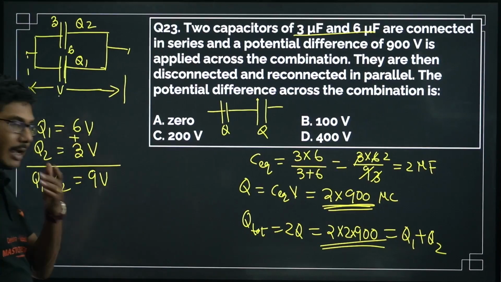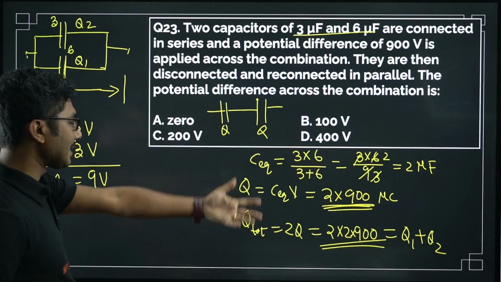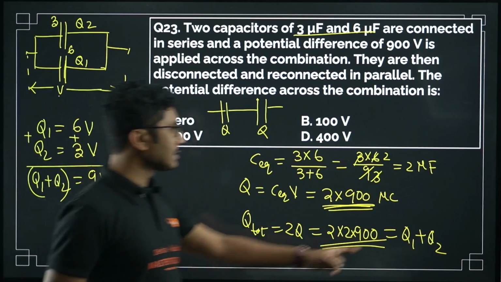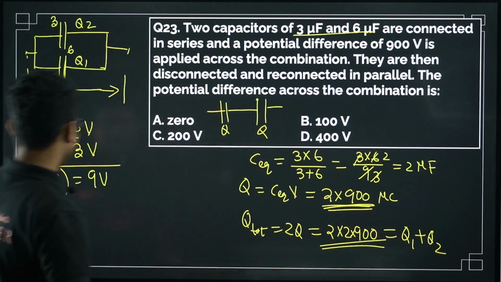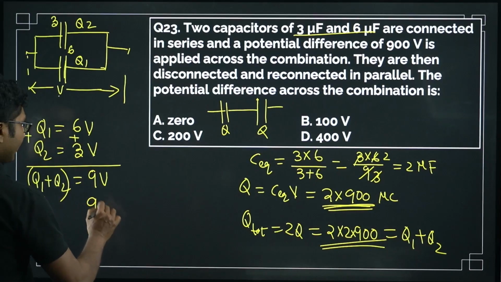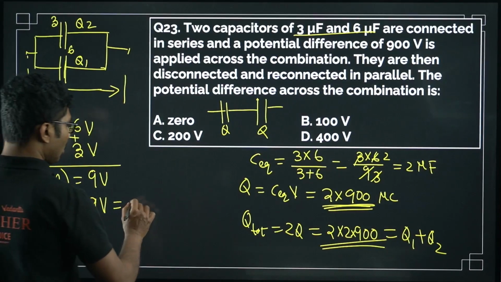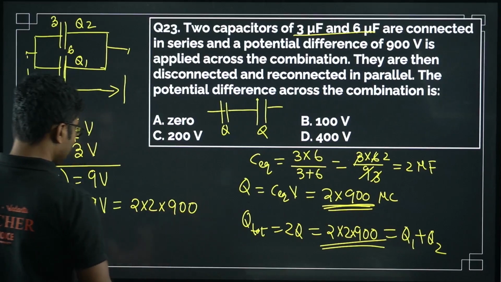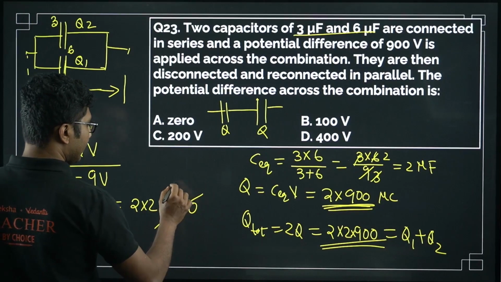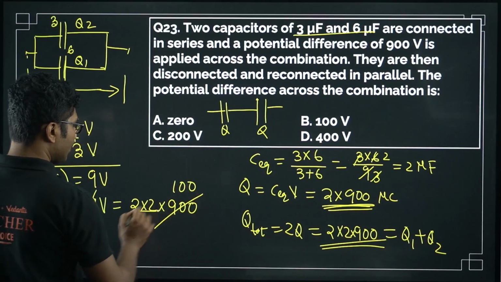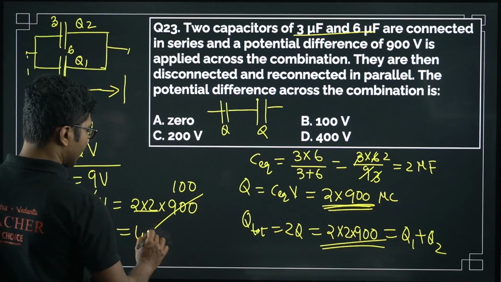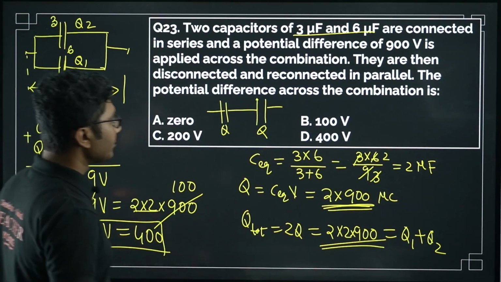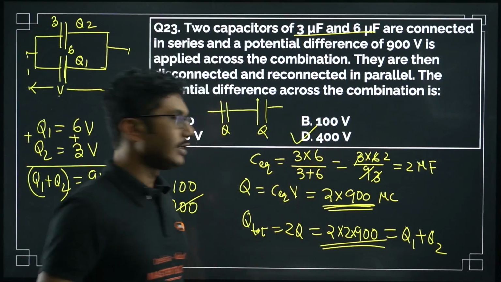9 microfarad is there, but again, as I have not considered it here, you will not be considering it here as well. So what is Q1 plus Q2? Q1 plus Q2 is this. So 9V equals 2 into 900. Okay, so 9 cancels, you get 100. So 2 2s are 4, so 4 into 100, that is 400. So V is equal to 400 volt. So you get the answer, option D, 400 volts.